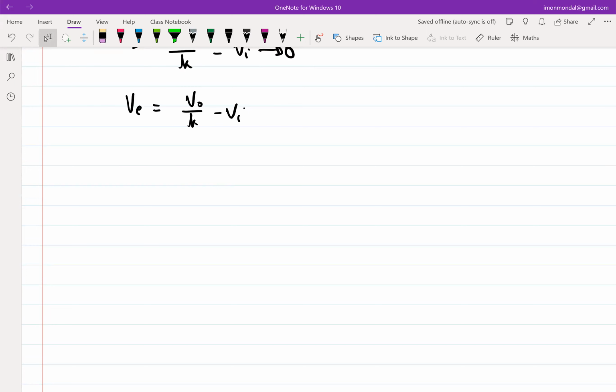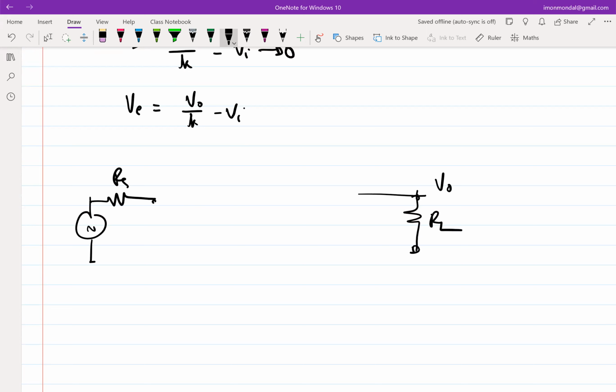Okay. So let's say we embark on this journey. So this is V0. So I need V0 over K. So how can I get V0 over K? Same thing, right? We put a resistor divider. And let's say this is K minus 1 R. This is R. So what will this voltage be? It will be V0 over K. Okay, fine.